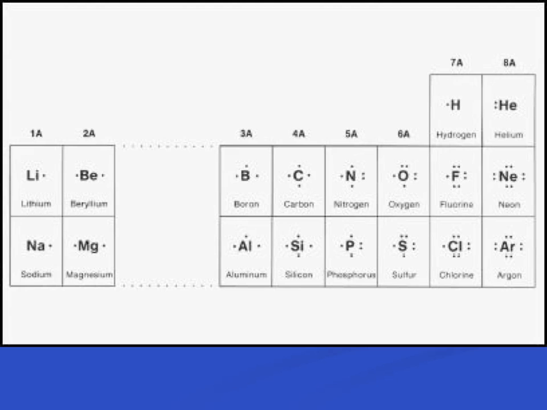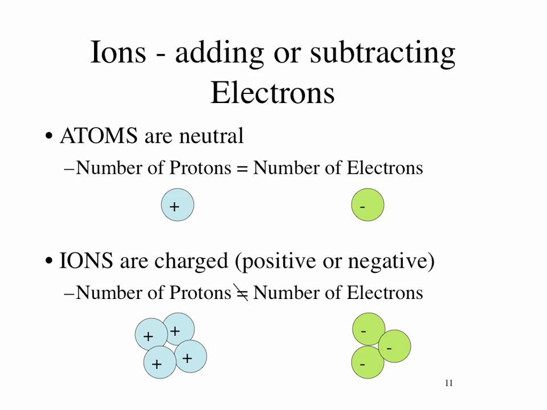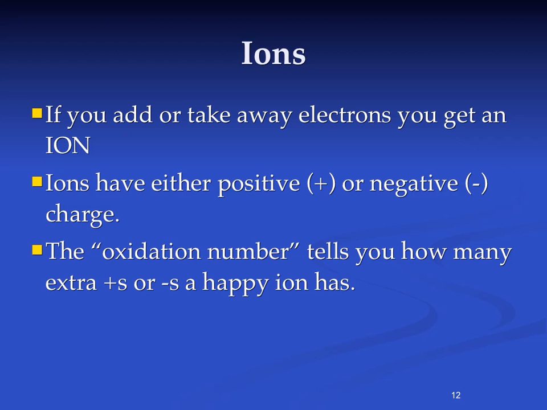Here are the Lewis dot diagrams, again, for some of the items in the periodic table. Notice if you look down column 1A, you'll see lithium and sodium. Their Lewis dot diagrams have the same structure. They both have 1 outer shell electron. Even though sodium has a whole bunch more inner shell electrons, we notice that elements in the same column have similar Lewis dot diagrams.